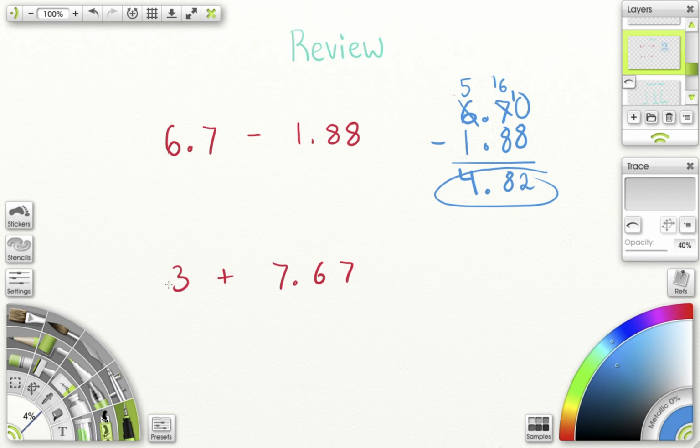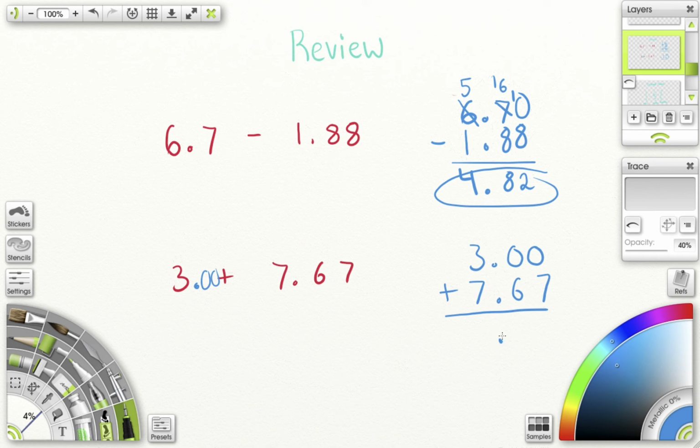Now this problem right here, I have a whole number plus a decimal. So you guys remember, if you have a whole number, there is an invisible decimal point and 0, 0 after it. All right, so I'm going to do that. I'm going to put 3.00 plus 7, and I have to line up those decimals, 7.67. All right, so I make sure that my whole numbers are lined up with one another, my decimals are lined up with one another. And then afterwards, if I have just a whole number with blanks, I'm allowed to put zeros in that place.